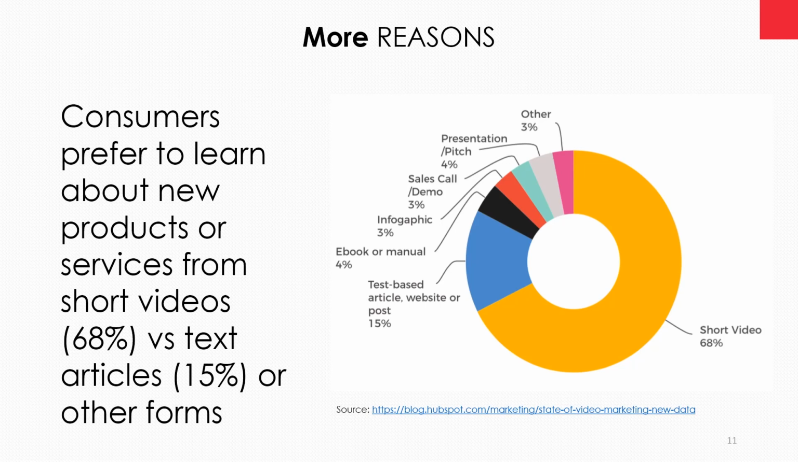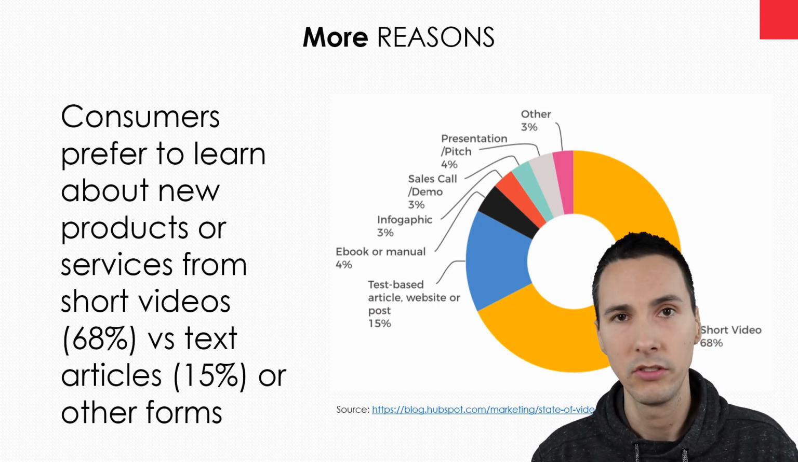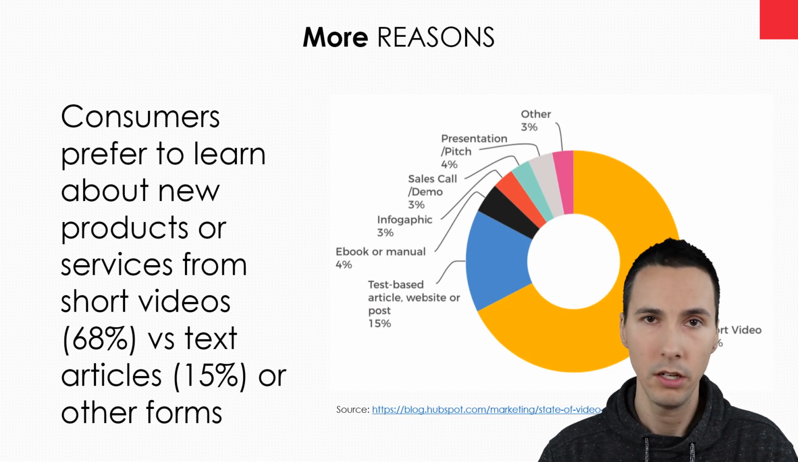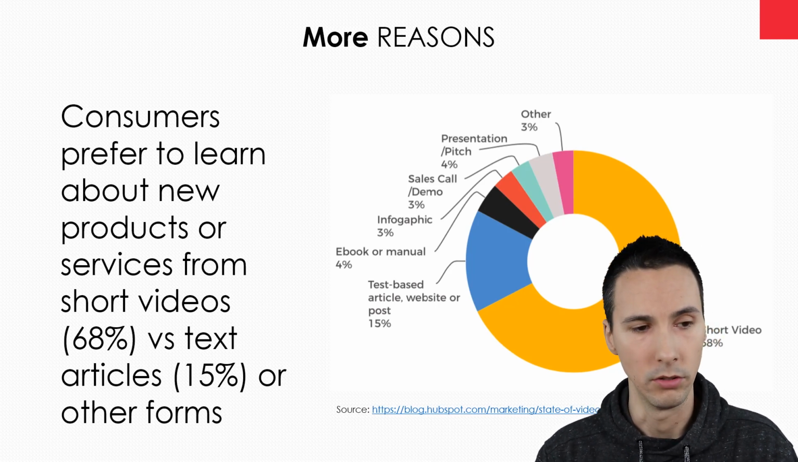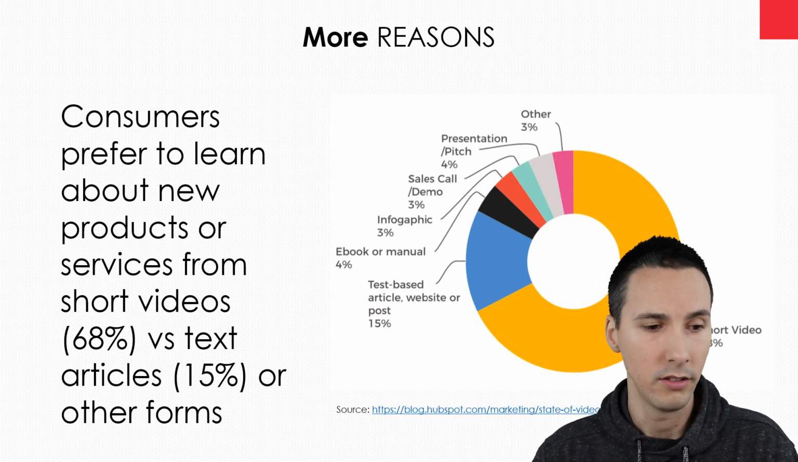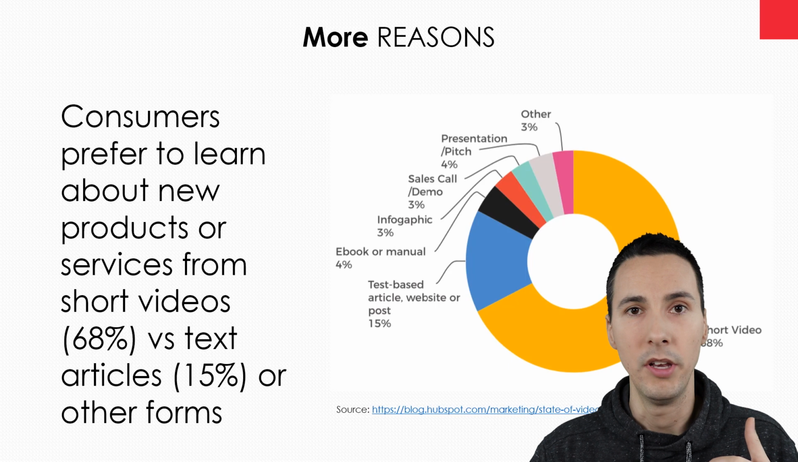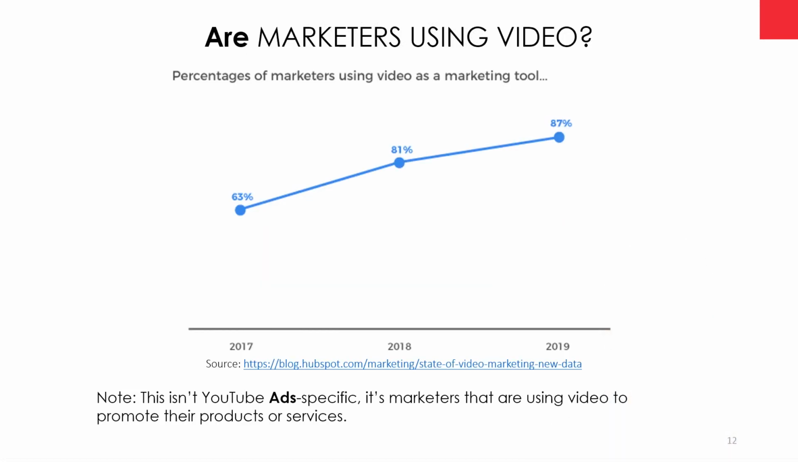Here are some more reasons. Consumers prefer to learn about new products or services from short videos. And this wasn't just marginally, this was overwhelmingly 68% versus text articles, which was 15%. So if you're given the option to learn about a new product or service, are you going to want to watch a video or do you want to read a text article? It's almost a no-brainer. And it's just increasing. It's definitely not becoming like, oh, text articles are suddenly coming back. No, video is dominating.